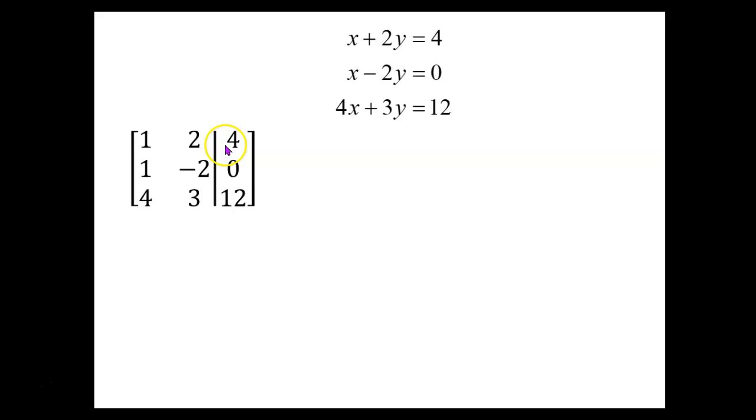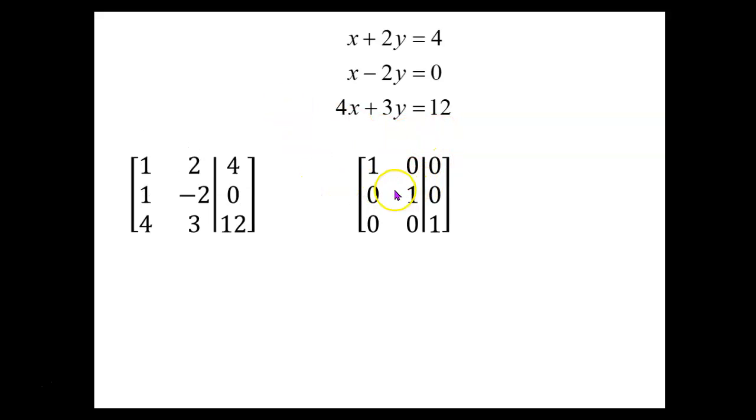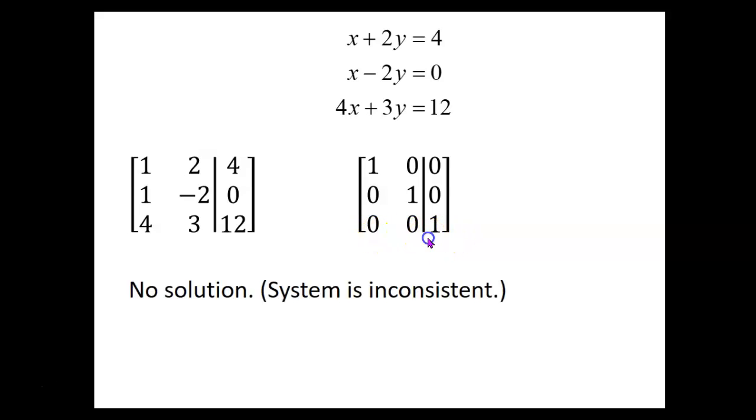Anyway, here's the augmented matrix: 1, 2, 4; 1, -2, 0; 4, 3, 12. Here's the reduced row echelon form of that matrix: 1, 0, 0; 0, 1, 0; 0, 0, 1. And what does it tell us? That bottom row is 0, 0, 1. Tells us there's no solution. The system is inconsistent.